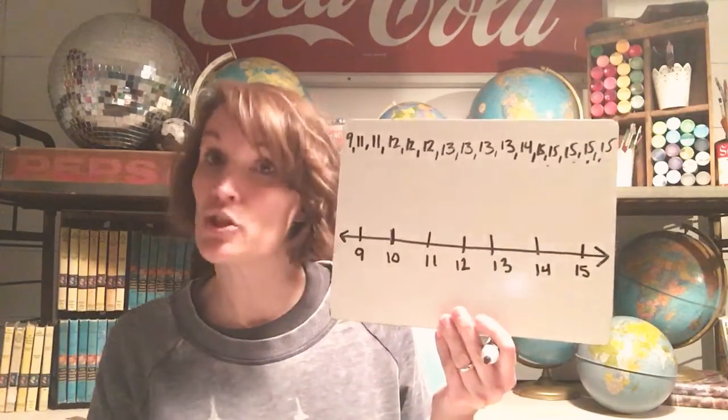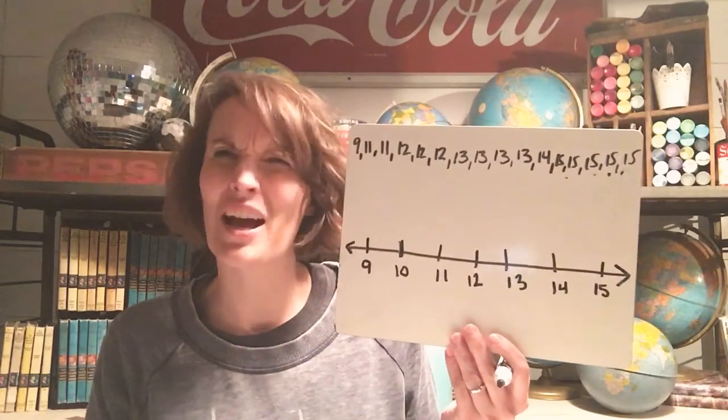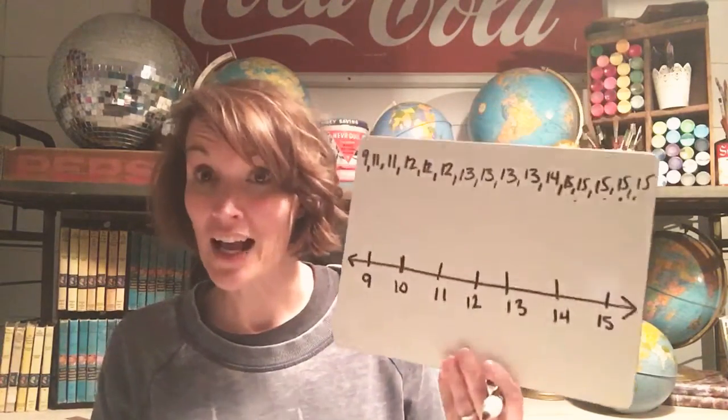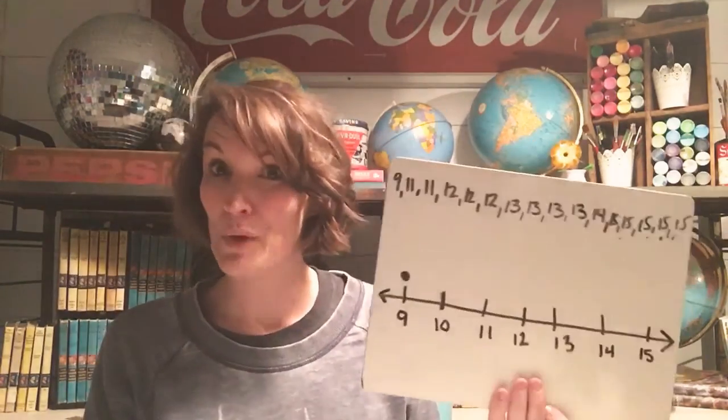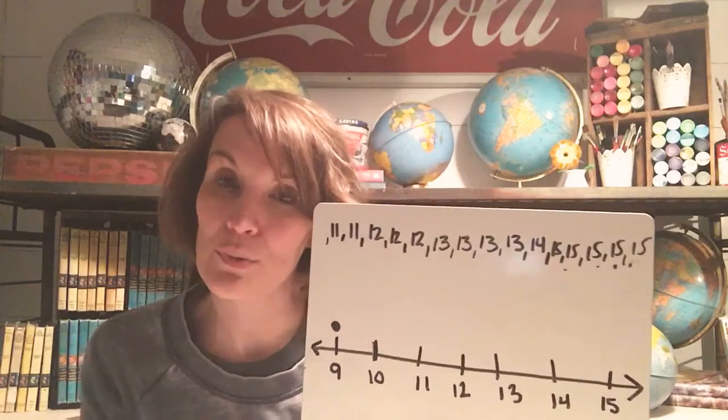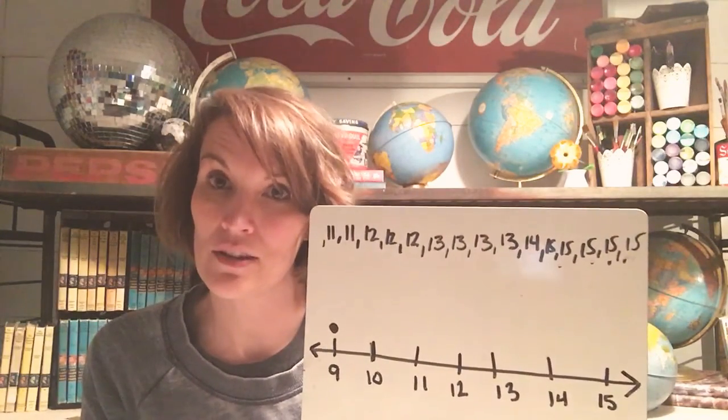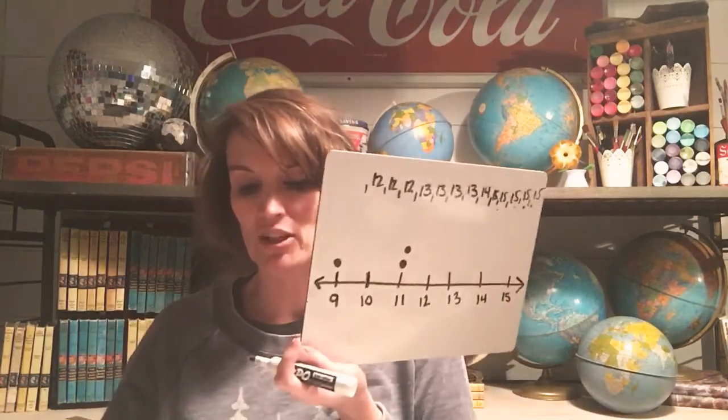The last thing that you do to make a line plot or dot plot is you place dots on the number line. Right above 9, I'm going to put a dot to represent 9, and I'm going to cross that out. Now let's look at the 11s. How many 11s are there? There are 2 of them. In that case, we stack 2 dots on top of each other. So my 2 11s are now represented by the 2 dots on top of each other.